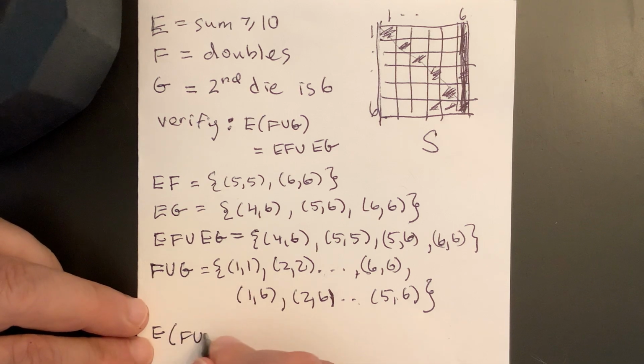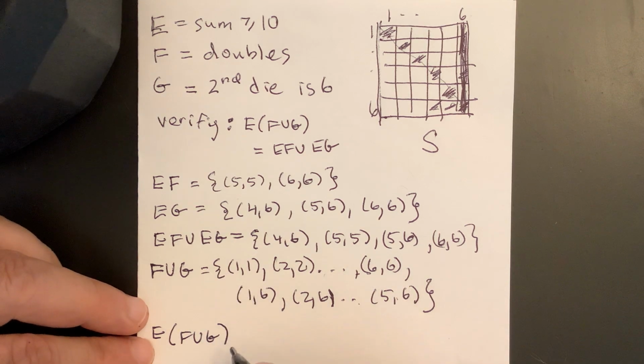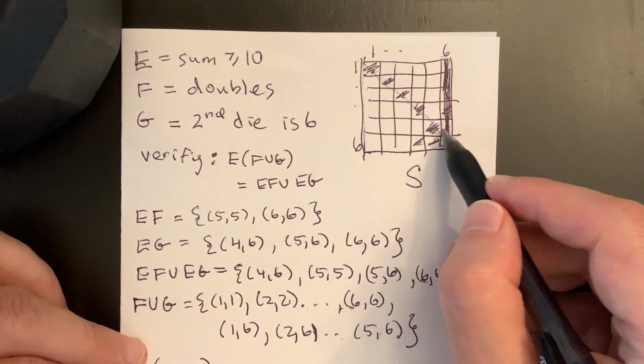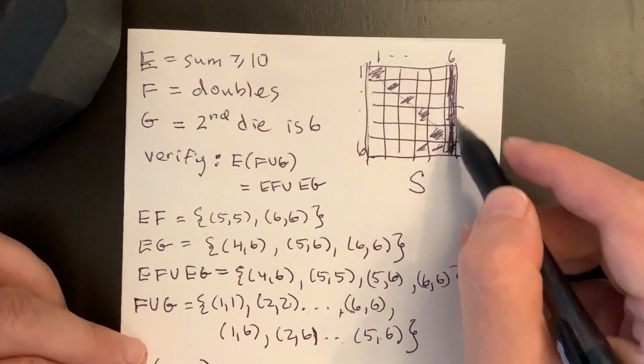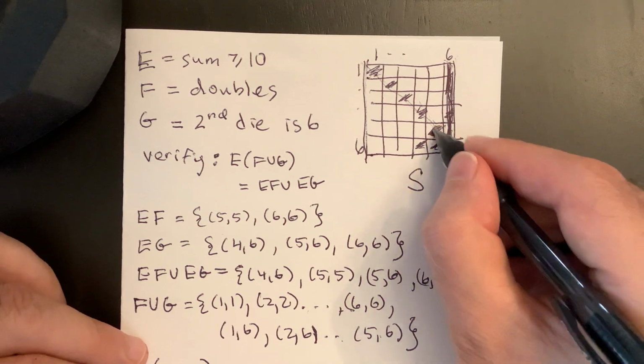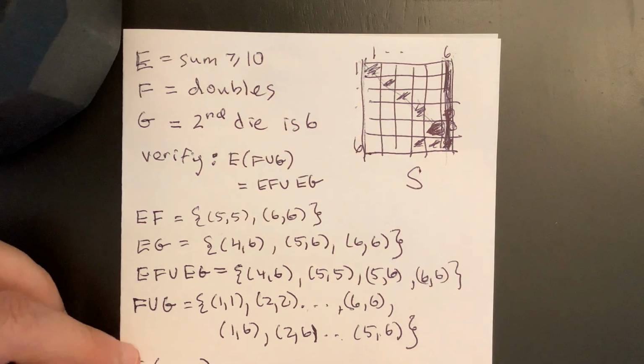So E intersect F union G has to be in both, right? So E is the sum greater than or equal to 10. F union G is this. Now I look at which ones in this and this are in this little triangle here, and the answer is this one and then these three. So the answer is that one, 5, 5, and then 4, 6, 5, 6, 6, 6.